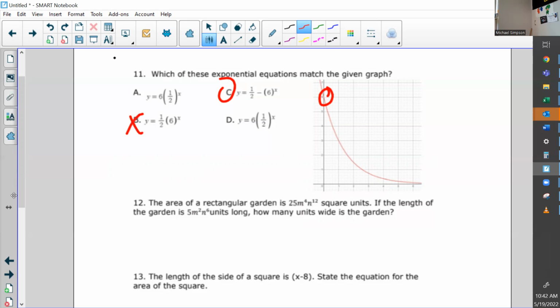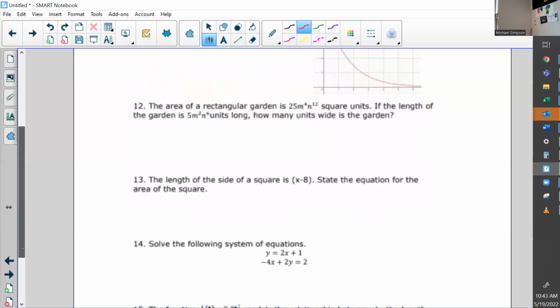If you notice, a and d are the same, so just pick one. It doesn't matter. And again, remember the graph is decreasing, so the number inside the parentheses, the factor, is less than 1. All right. So A or D is the answer.